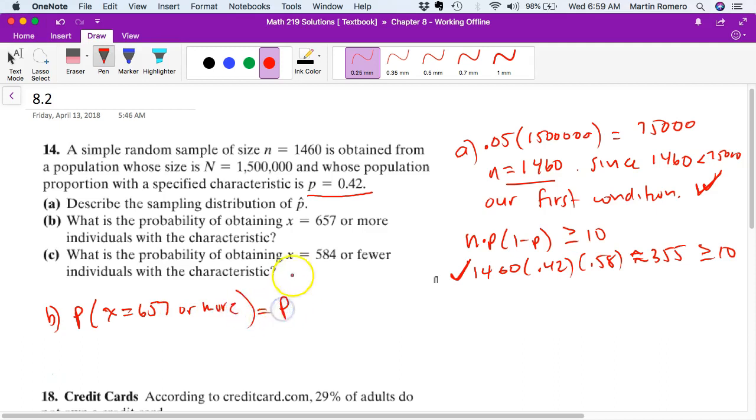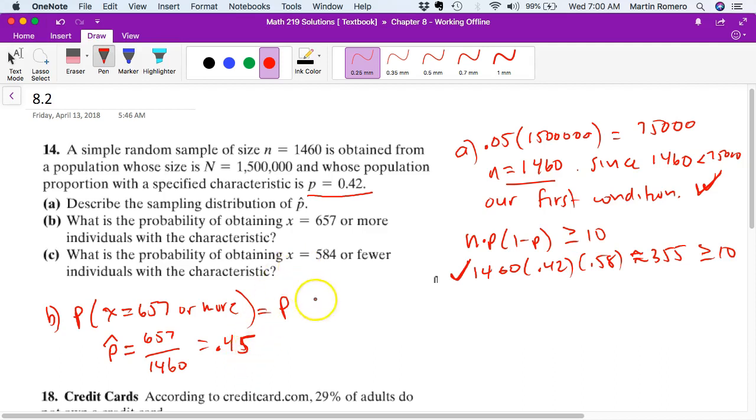Before I can do that, this is a proportion problem, so I need to convert this number to a proportion. I need to calculate what p hat is from this number. That's 657 divided by 1460, which gives you 0.45. We need to convert this total number into a proportion because these are sampling distributions of a proportion.